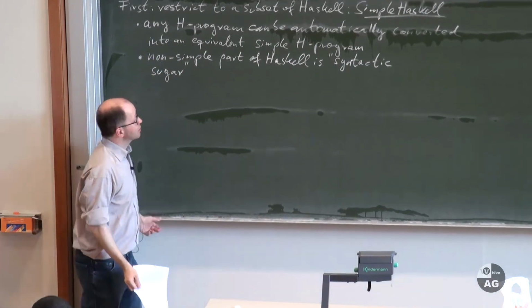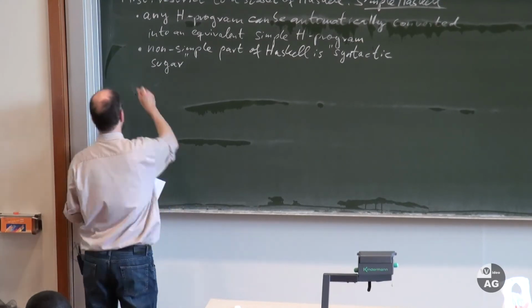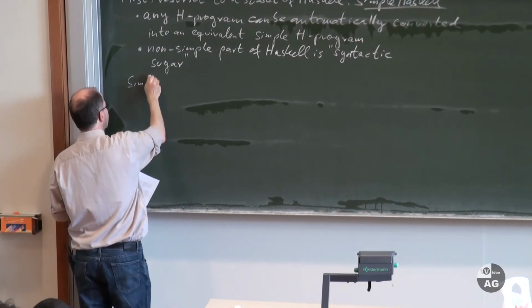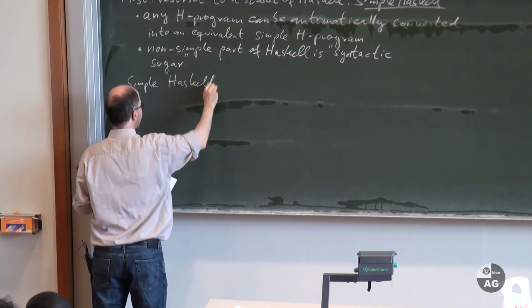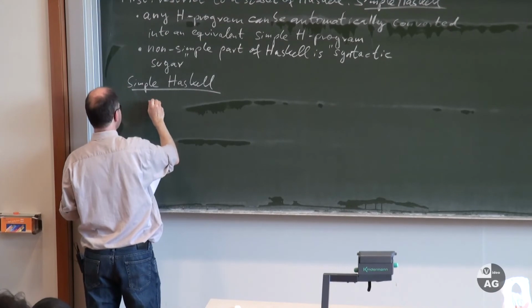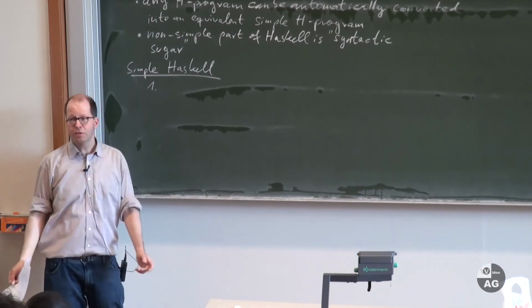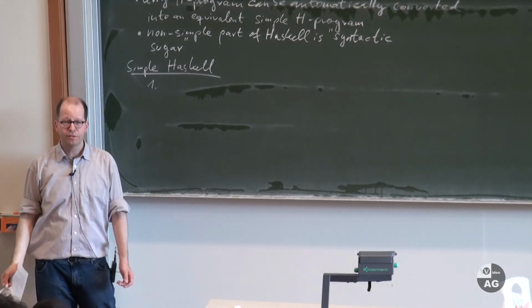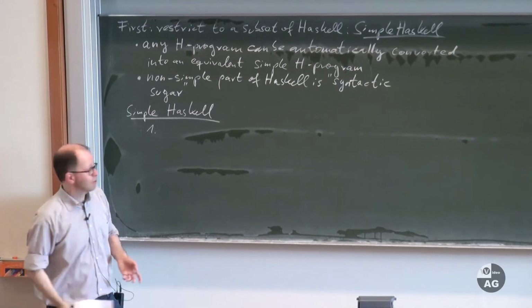So what is the restriction? So what's the difference between full Haskell and simple Haskell? So essentially there are 6 restrictions. The first restriction is a program may contain just one single declaration. Not many, as you might normally write, but just one single declaration.